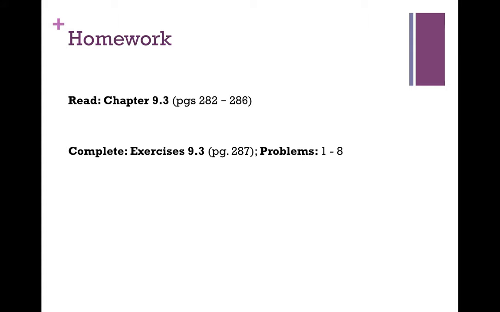For this homework assignment, you are asked to do exercises 9.3 on page 287, problems 1 through 8. The instructions state: for each statement below, classify the statement by identifying the main connective and construct a truth table. Beginning with problem number 1.